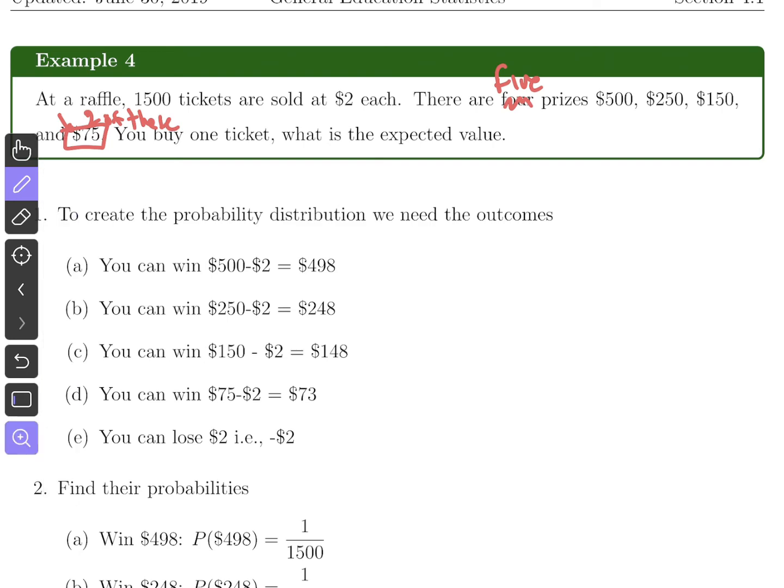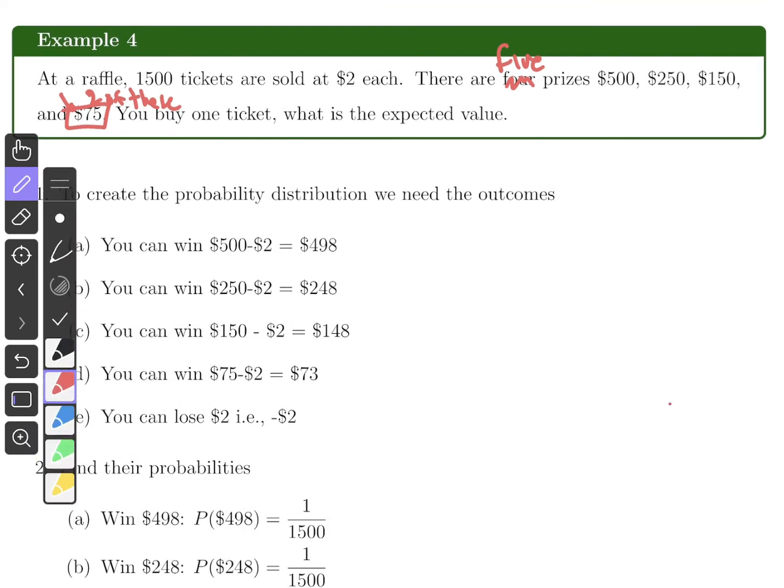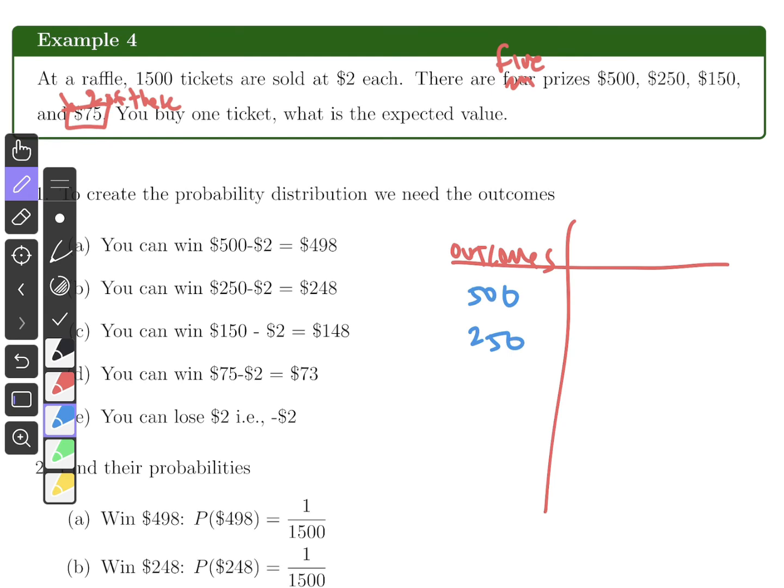All right, so what we have to do is come up with the probability distribution. So what that means is that these are the outcomes. Like when you play the raffle, what are all the different ways that this can play out? And the first thing we have to do is figure out what those outcomes are. Now, most of the time people are like, oh, okay, well, I can win $500, I can win $250, I can win $150, or I can win $75. But you have to take into account that you had to pay for the ticket. Now, this is perfect if you didn't have to pay for the ticket. But I did. I had to pay for the ticket.